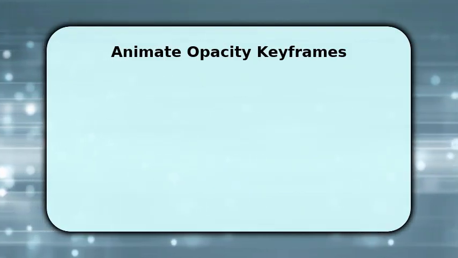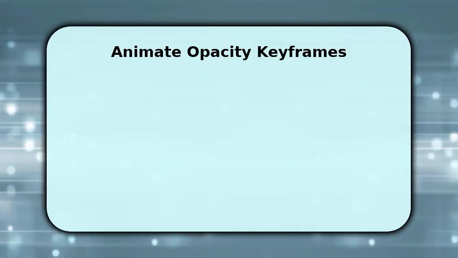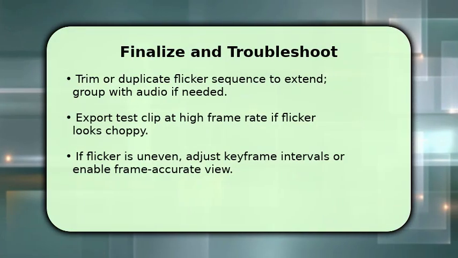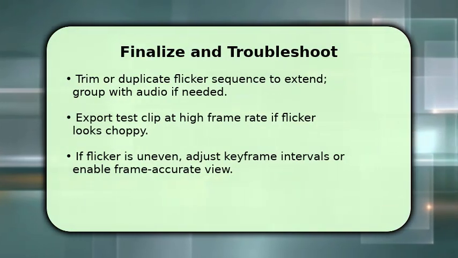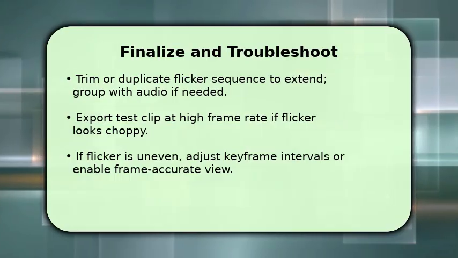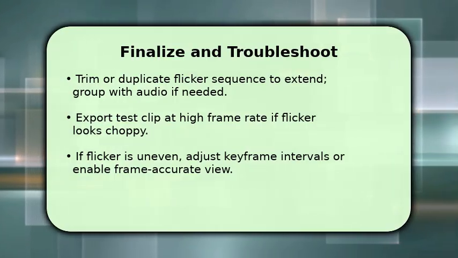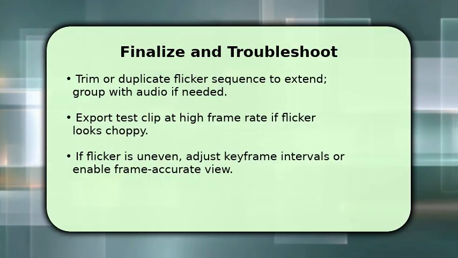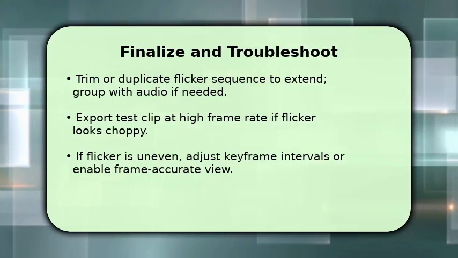Once set, play the section and tweak the frame spacing to get the exact rhythm and intensity you want. To finish, duplicate or loop the flicker keyframe sequence to cover the whole text duration, then fine-tune timing so it matches audio or scene cuts. Export a short test at 30 or 60 FPS to confirm the flicker reads smoothly on viewers' devices.